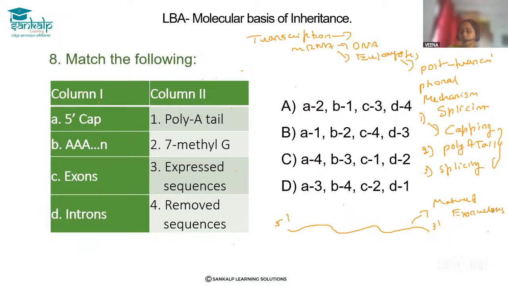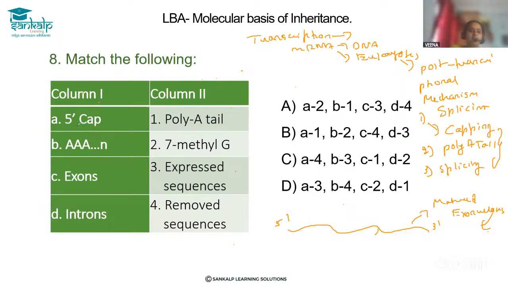To protect from these enzymes, which start cutting the ends of the strands, there is a post transcriptional mechanism called capping and then the tailing process, and then splicing, that is the removing of introns and ligating the exons. Then we will get the matured mRNA. So this is the post transcriptional mechanism.